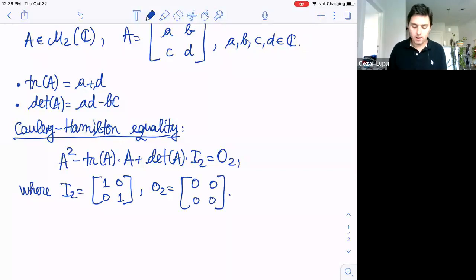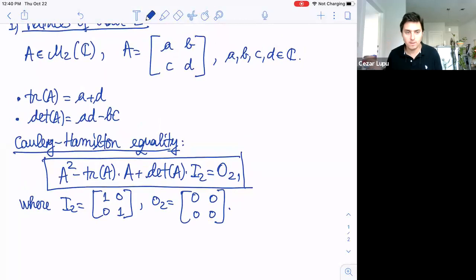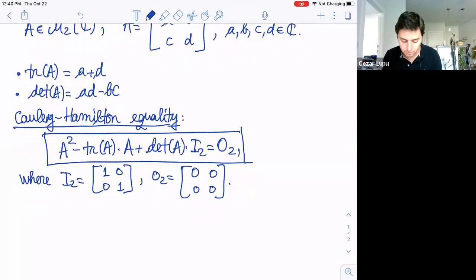So any way you put it, anything you do, if you have a square matrix of size 2, this equality holds true. Always. So this is the Cayley-Hamilton. Well, it can be proven directly. If you want, you can prove it directly just by computations. You write the matrix A, B, C, D, you square it, and you keep going, and then you'll see. Anyway, I'm not going to dwell too much on the proof of this equality. You take it for granted.